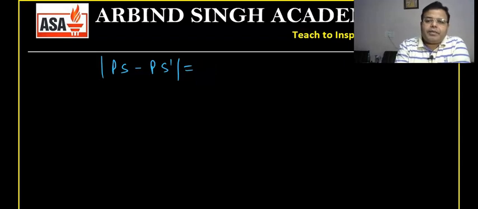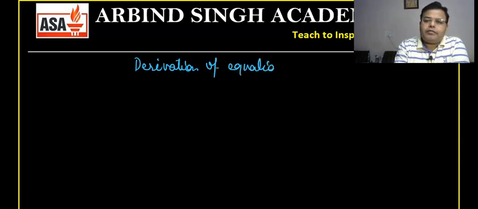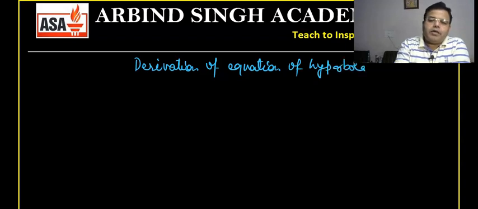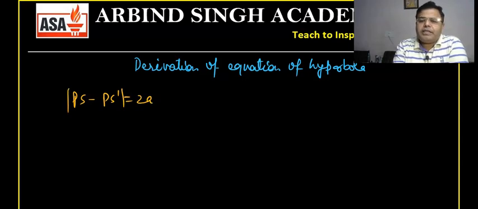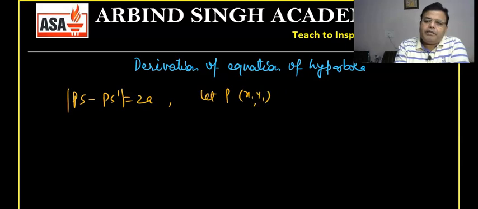Derivation of the equation of the hyperbola. Here PS minus PS dash is equal to 2A. So we will write PS, the farther point, minus the nearer point. Let P(x1, y1) be any variable point.